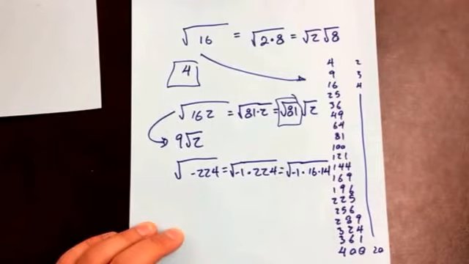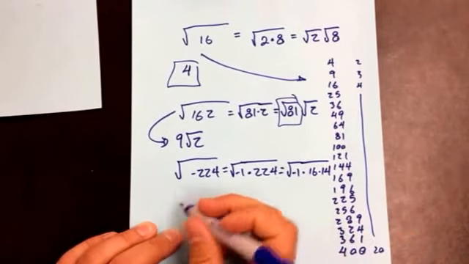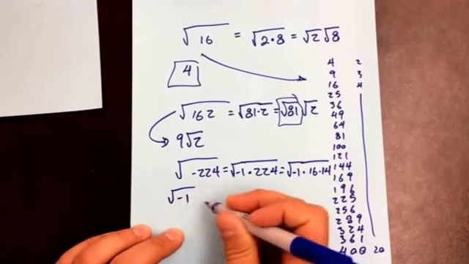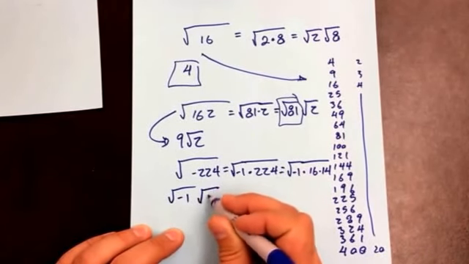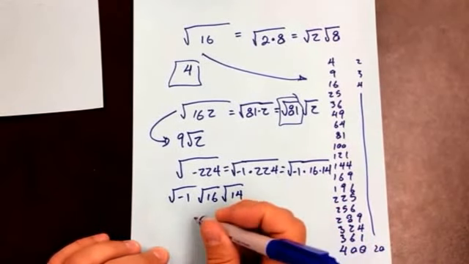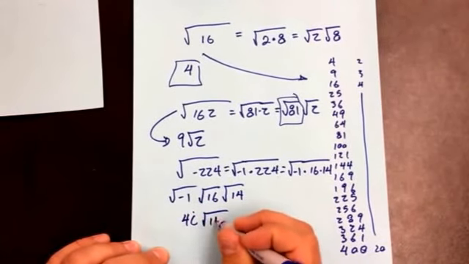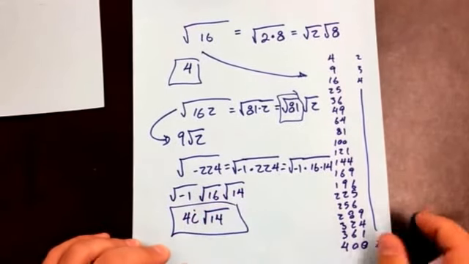And I'm just going through it in my head, but if you need to use a calculator or whatever, you can. The more you do this, the better you'll get at seeing them. So this is going to be the square root of negative 1, the square root of 16, the square root of 14. Square root of negative 1 is i, square root of 16 is 4, and the square root of 14 remains. So that's our answer.